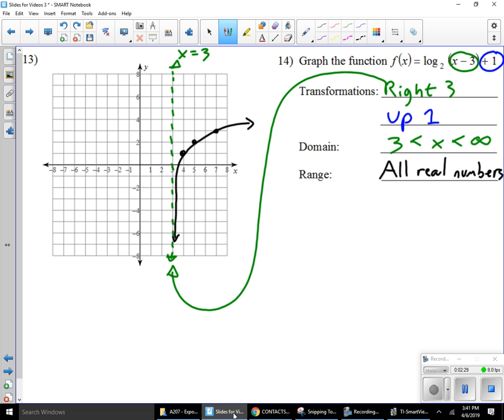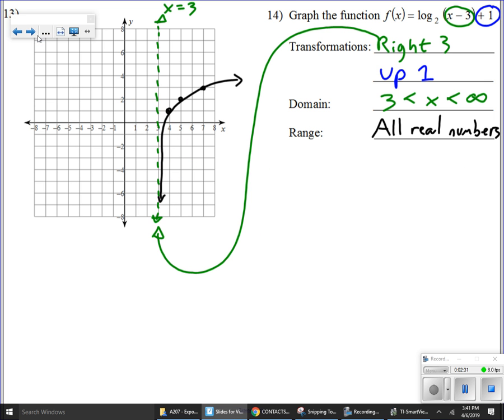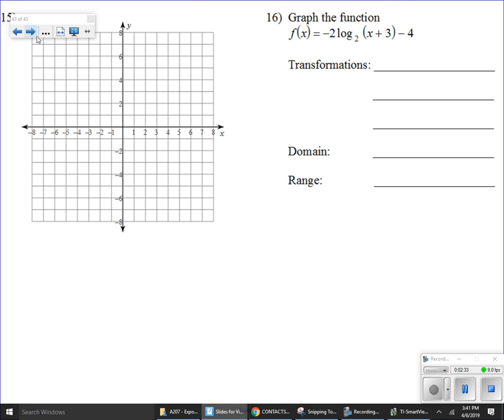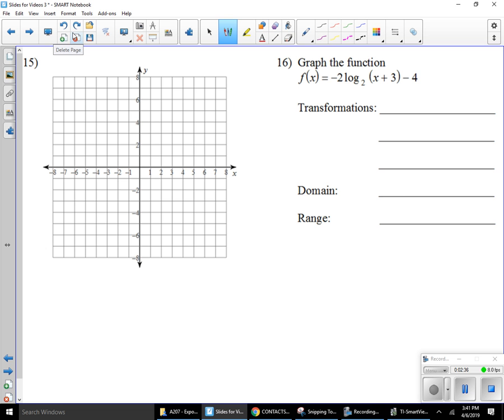So enough of these quick transformations. Let's do an ugly one. Wrong button. There we go. So let's take a look at this ugly guy. So just like before, plus 3 on the inside, minus 4 on the outside. Hopefully we're pretty comfortable with those at this point. So we're going to have a left 3 and a down 4. We'll get those 2 transformations. So that left 3 will help us get our asymptote. And that's going to be at negative 3.